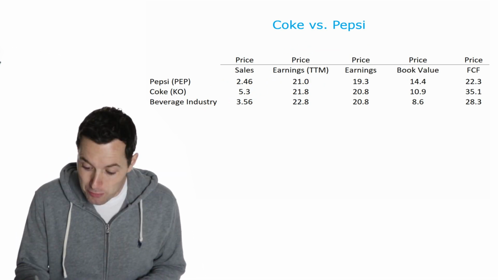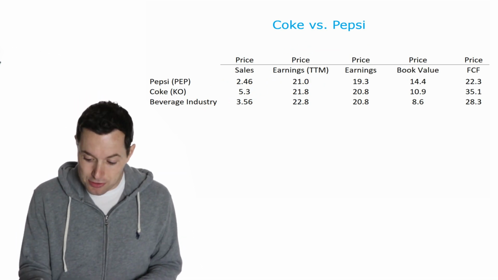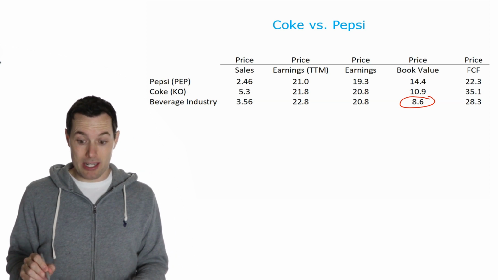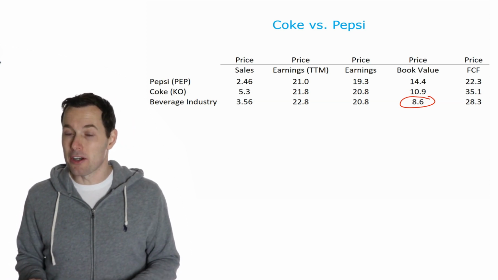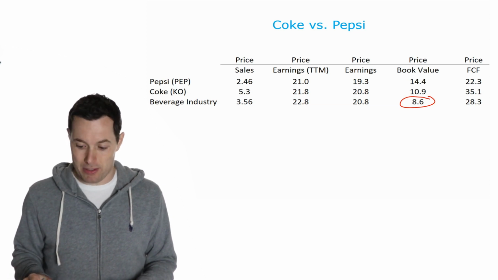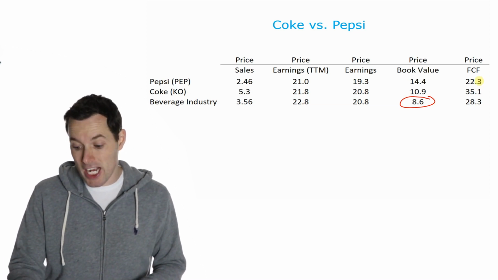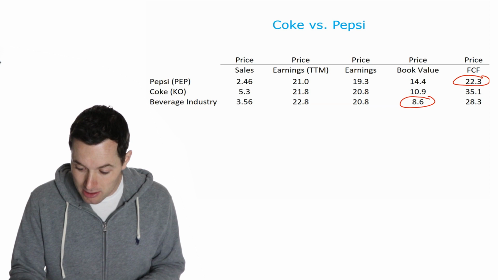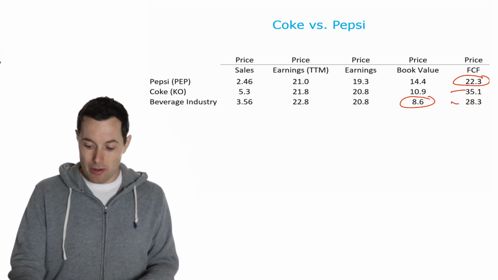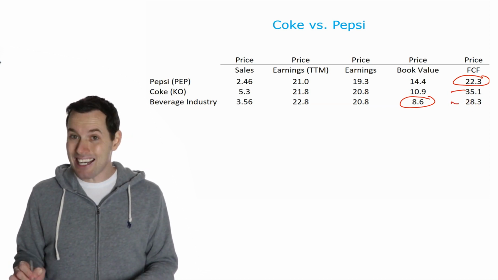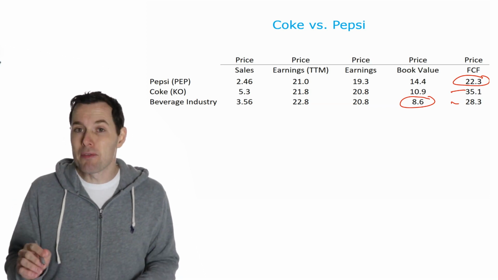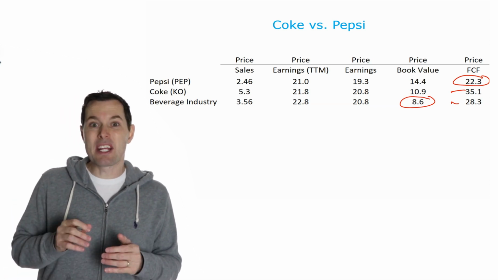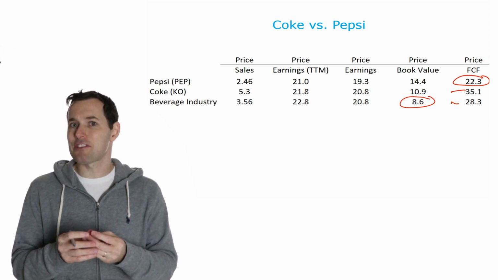So continuing on, if we move to price to book value, we see that the industry actually came in at the lowest mark at 8.6. Both Pepsi and Coke don't look terribly undervalued relative to the industry. When we look at price to free cash flow, we see that Pepsi came in significantly lower than both the industry and Coke. That, for me, is an interesting point. Now, I said before that I'm a big fan of free cash flow because this is what, in theory, the company has to work with.